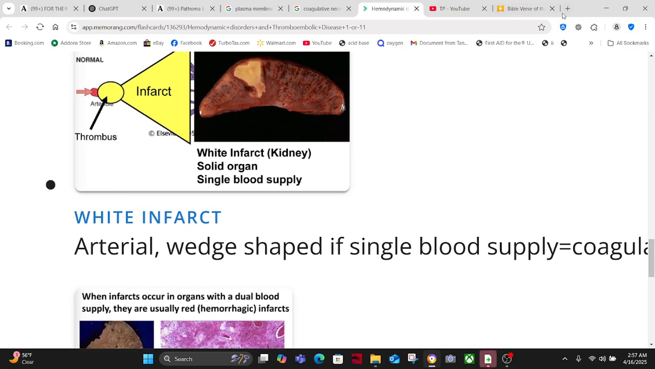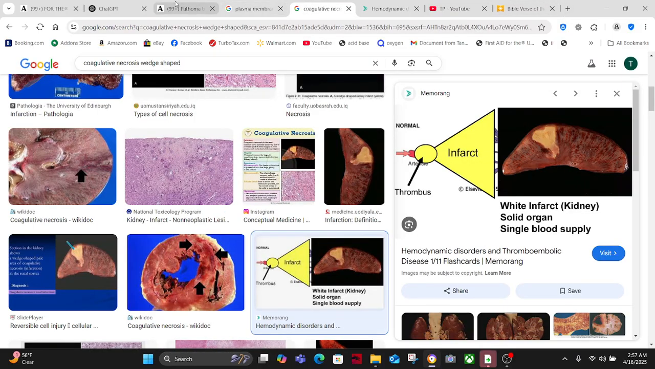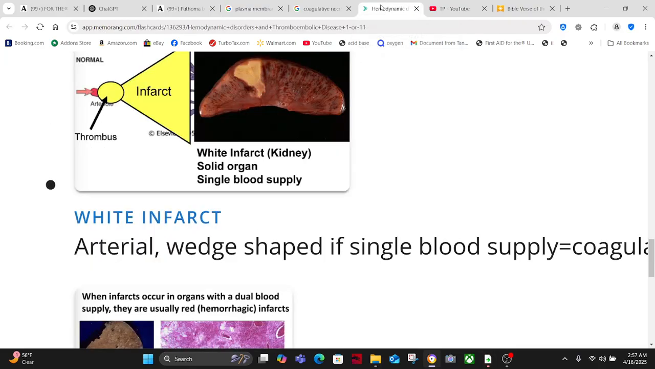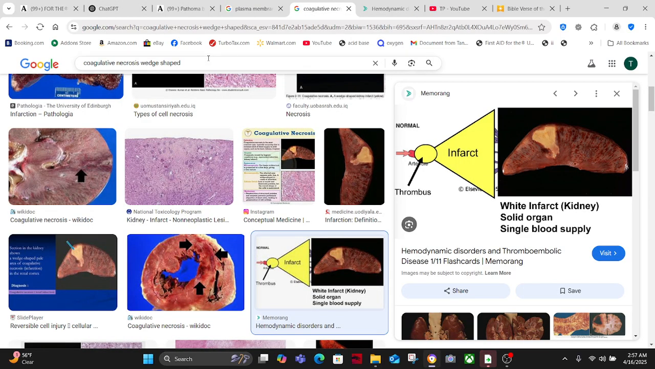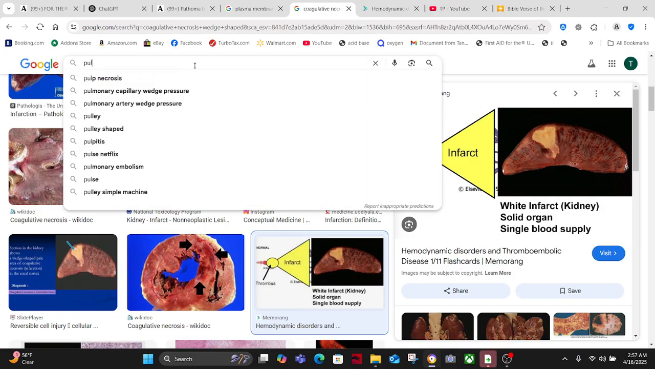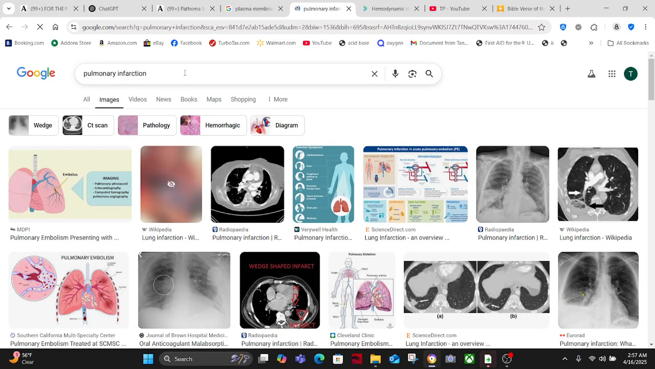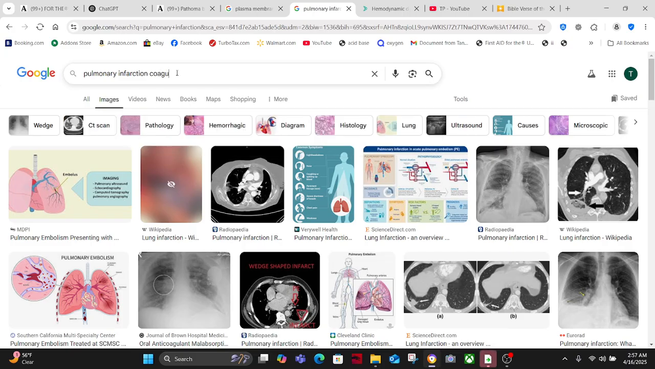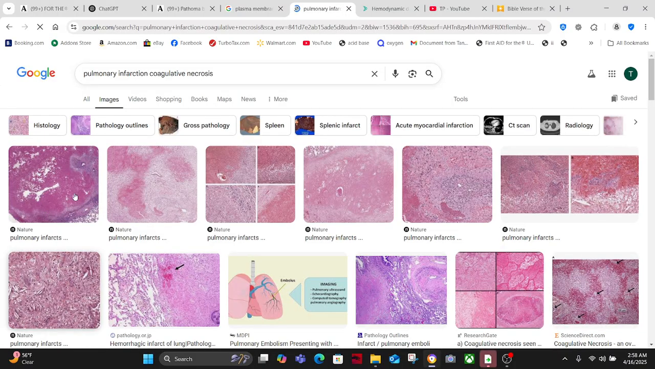Okay, so next. A red infarction arises if blood re-enters a loosely organized tissue. Pulmonary or testicular infarction. Let's look it up. Pulmonary infarction. Coagulative necrosis.